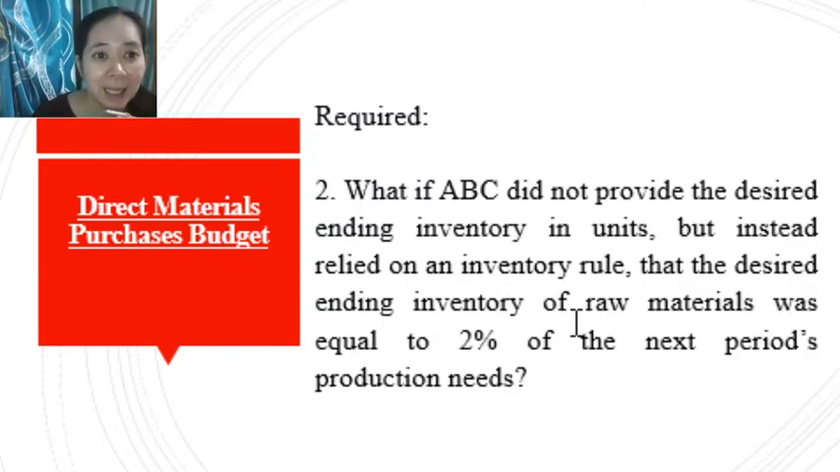The second requirement is, what if the company did not provide any desired ending inventory in units and only relied on an inventory rule? Here the policy is that the desired ending inventory of their raw materials is equal to 2% of the next period's needs. So that will be our policy for computing the ending inventory.